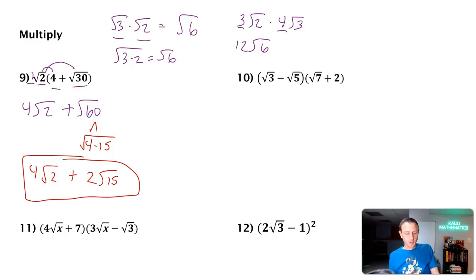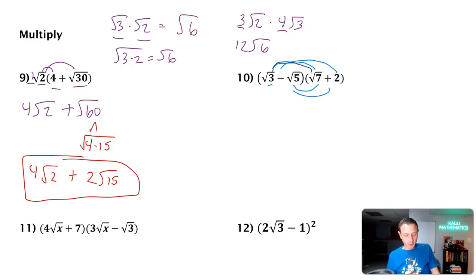Number 10, we have a binomial times a binomial, if you want to think of it like that. So you could do distributive property twice. I'm doing square root of 3 times square root of 7, square root of 3 times 2, and then negative square root of 5 times square root of 7, negative square root of 5 times 2. Multiply everything out, or you could use FOIL if you know FOIL. Doesn't matter, you're going to get the same thing.